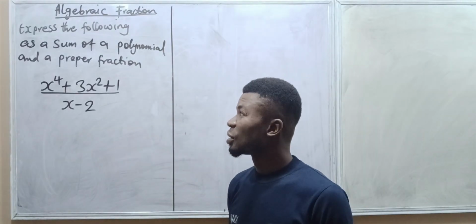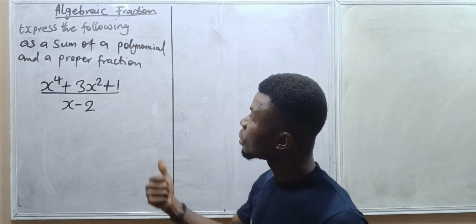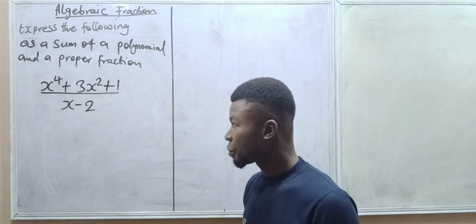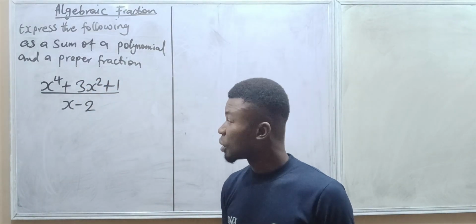So we want to look at this one also. This one says express the following as a sum of a polynomial and a proper fraction, like what I explained in the last class.